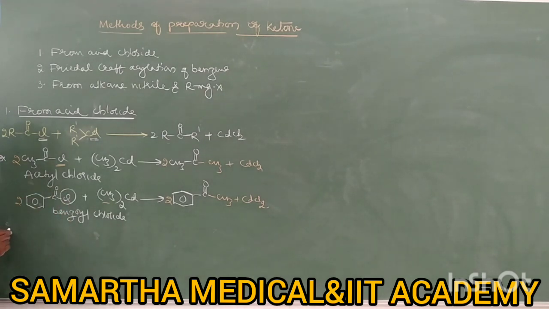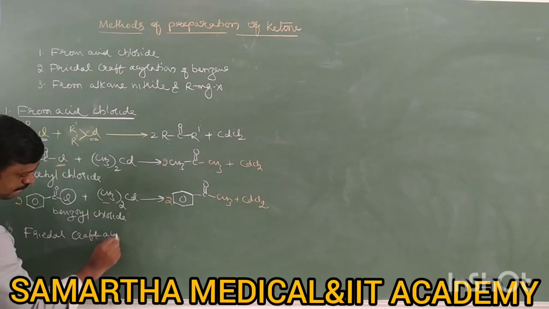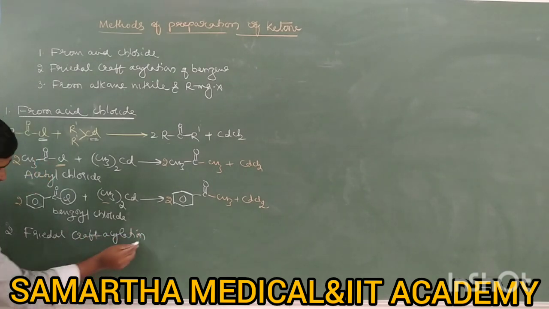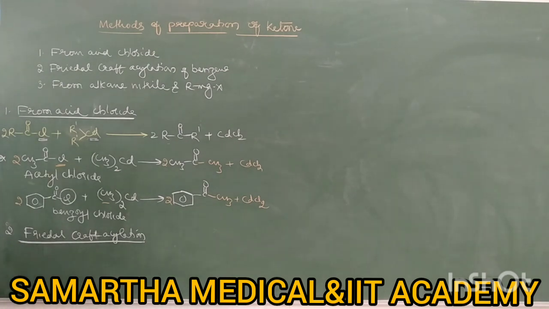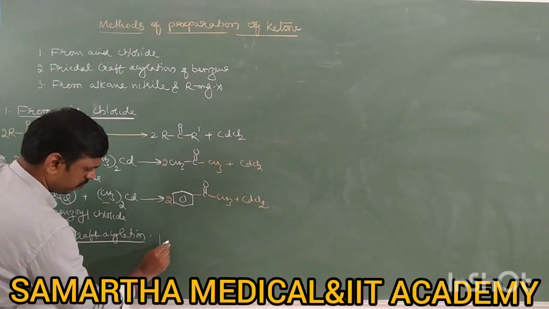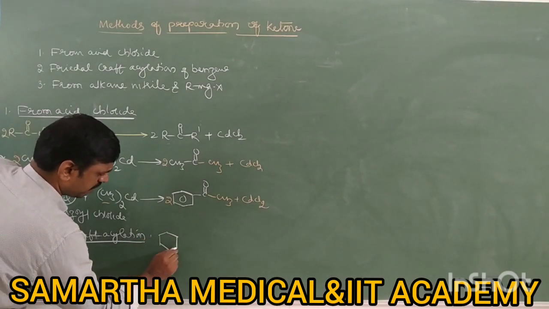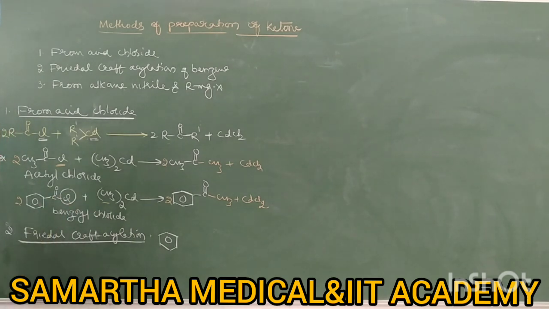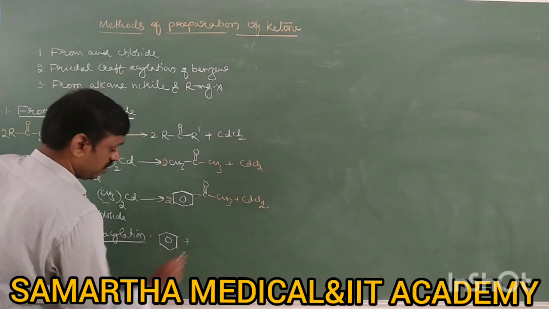The second method of preparation is Friedel-Crafts acylation. We have studied this in first PUC, second PUC, and in the haloalkane topic also. So what is the Friedel-Crafts acylation reaction? In Friedel-Crafts acylation we take benzene. You can even take benzene derivatives, no problem. Let us take the simple reaction: benzene treated with acid chloride.